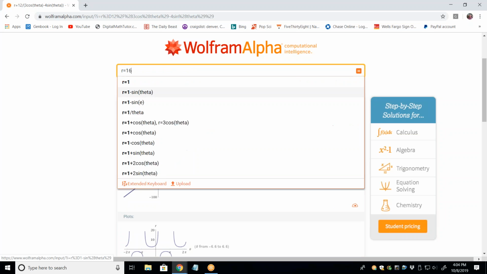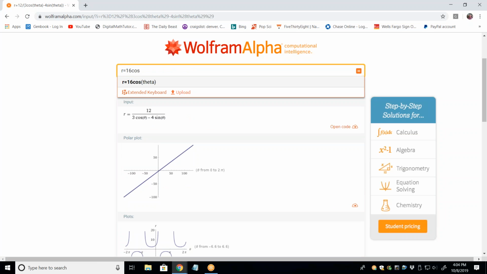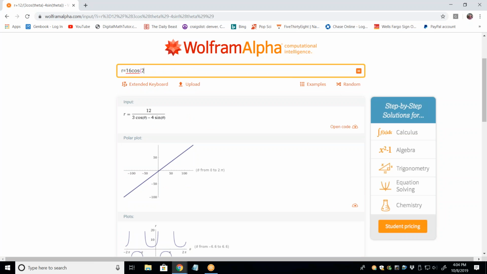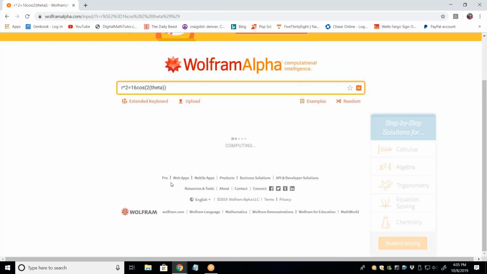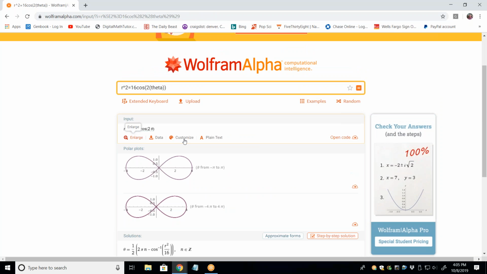Do this. R equals 16 cosine of 2. Not sure how many parentheses I need here. R equals 16 cosine, or is it r squared equals 16? R squared equals 16. We'll see what this gives me. All right. Darn.